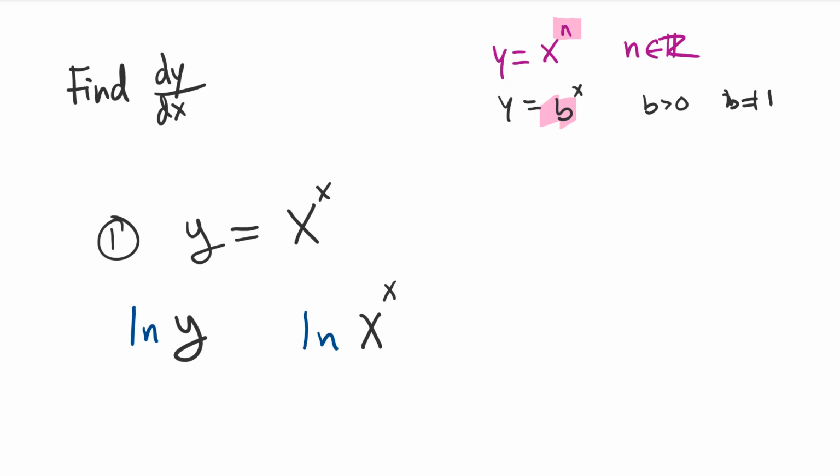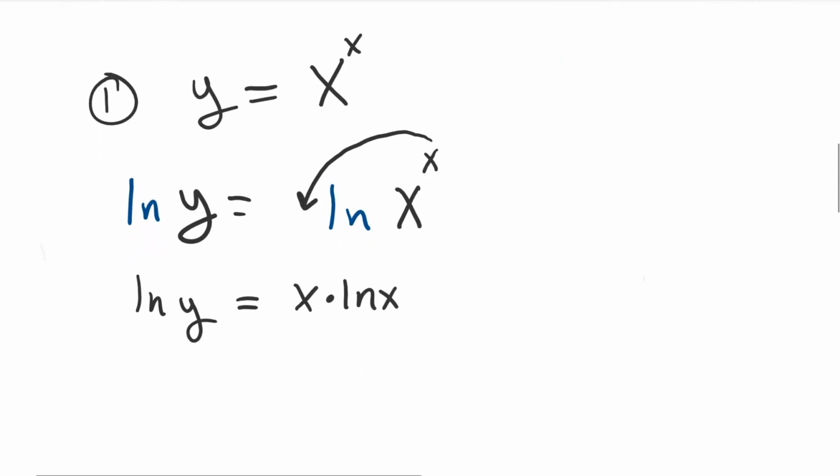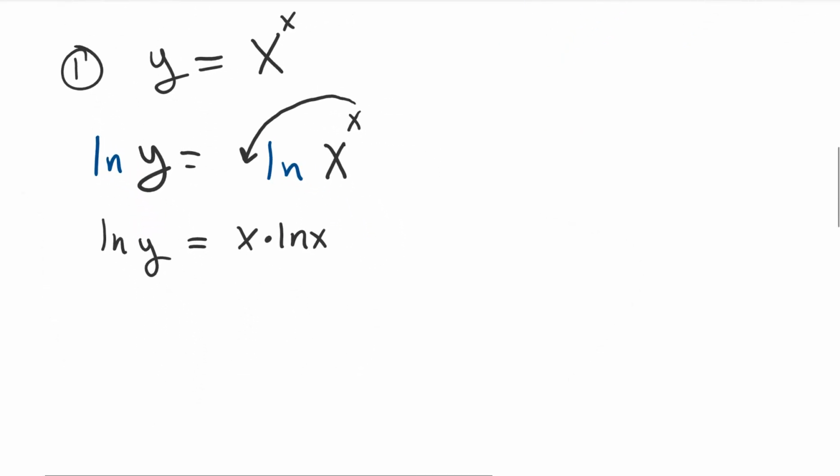Well, what have we learned? What's so great about ln's and these powers? That x is falling down. So we get ln of y is equal to x times ln of x. We've got an f and a g, maybe? Just do a little quick product rule over on the side. Handle that natural log of y, taking that derivative.